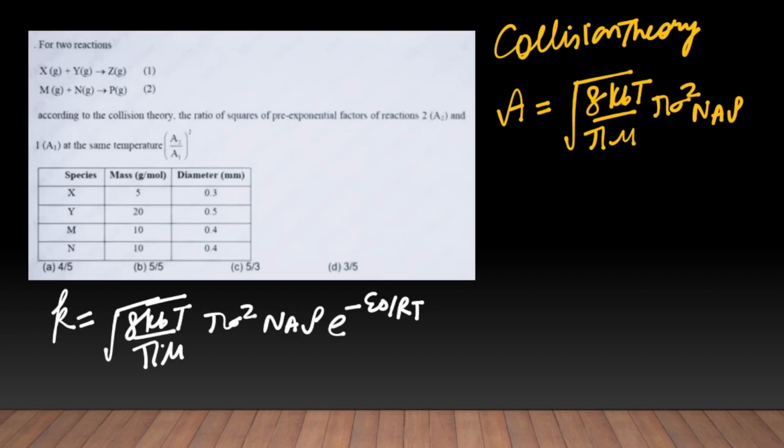So here if I see the pre-exponential factor that is present, it is proportional to the sigma square values, and it is inversely proportional to the root of the mu values.